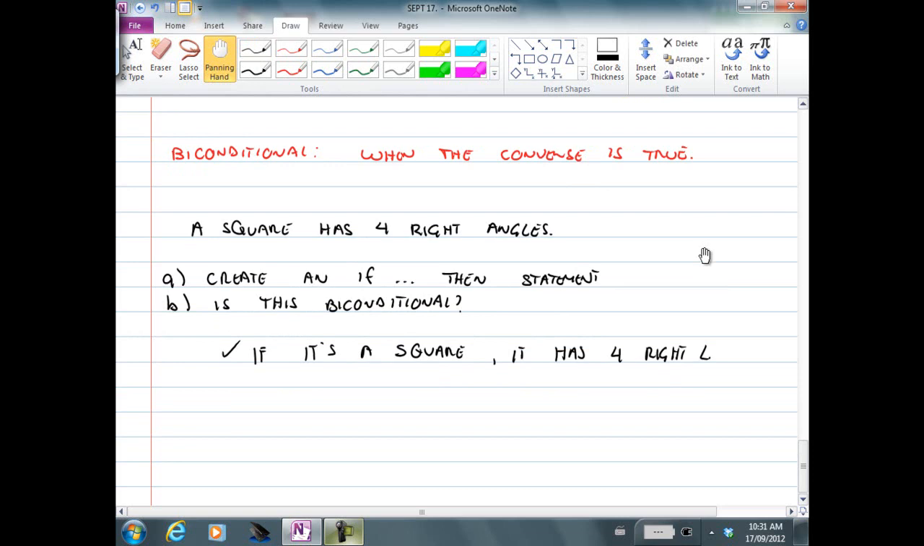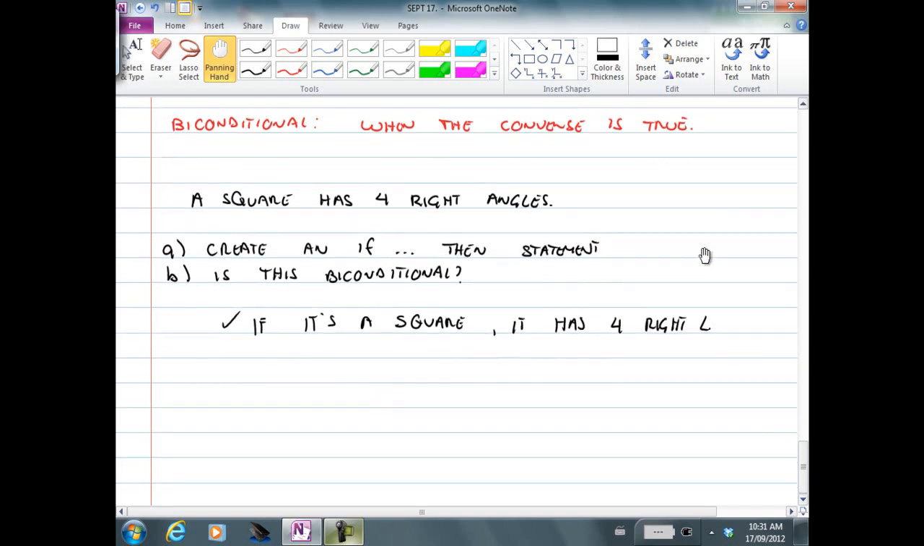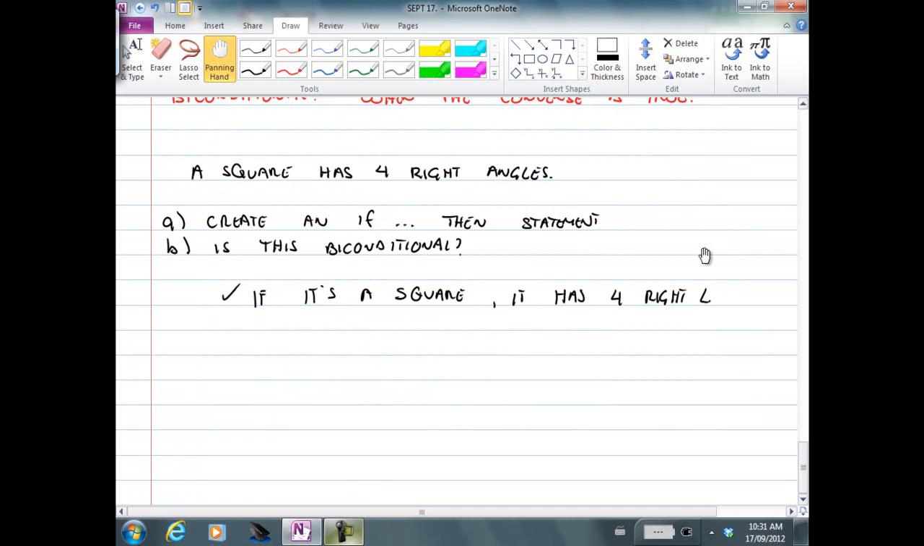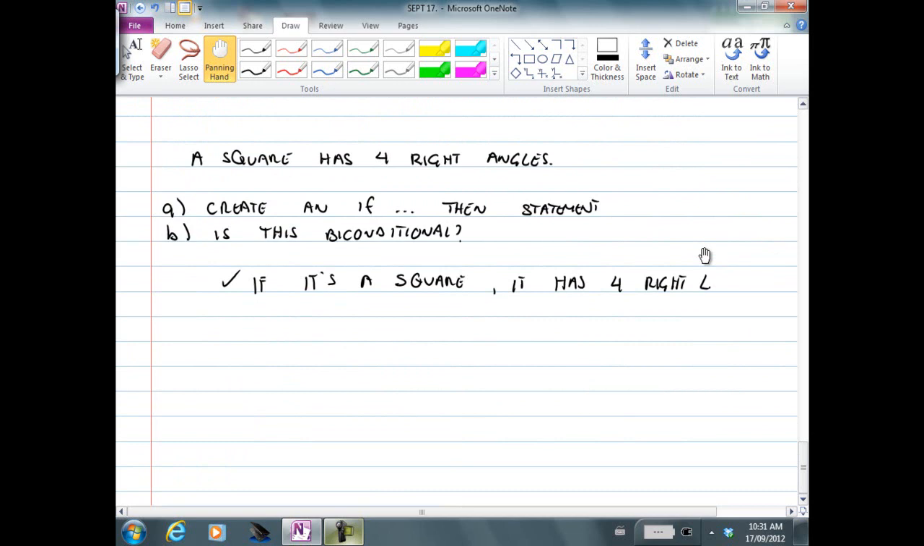That's correct. Mario, is this biconditional? What is the converse, first of all? That's what I'm asking you. Isn't it if it's reversed? So what's the reverse statement going to be? If it has 4 right angles, it's a square. So is that a true statement? No. Give me a 4 right angle shape that's not a square. A rectangle. Well, technically a square and rectangle, we can all call it the same thing. Square, rectangle, they all mean sort of the same concept, so yeah, that's how it works. So this, we can say, is biconditional.